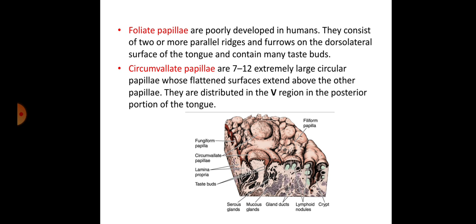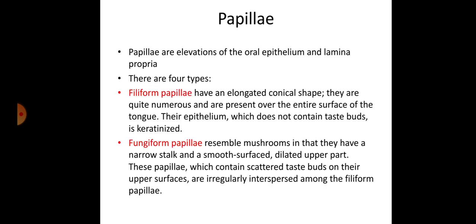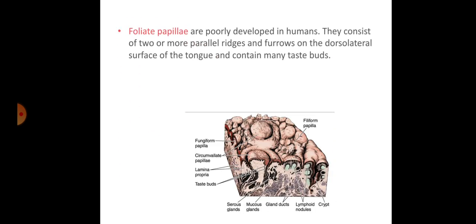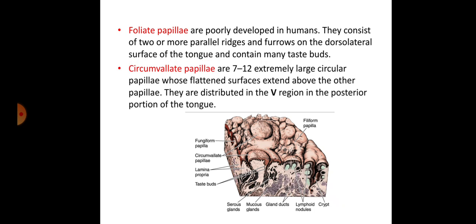Okay, so we have three types of papillae in humans. Filiform papillae are most common. Located between them are fungiform papillae. In the V shape are located the circumvallate papillae. Okay.